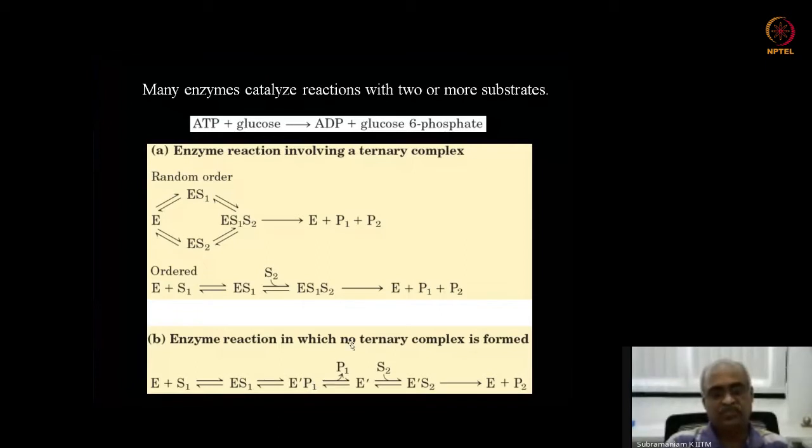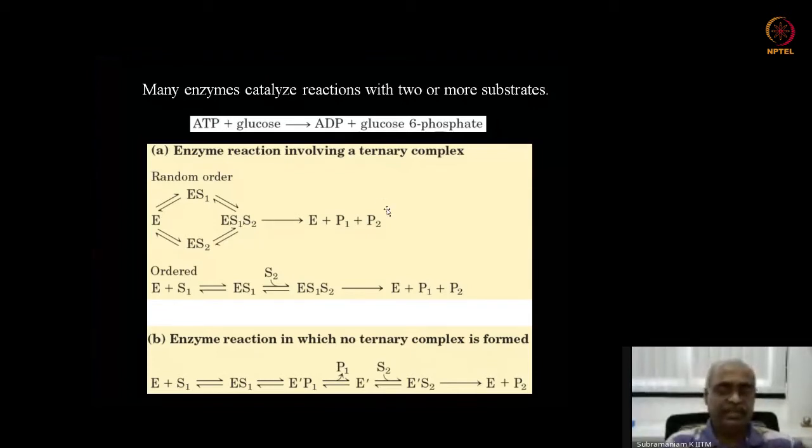Now that is released. Now to this enzyme phosphate, you have the glucose binding. Then the phosphate group from the enzyme is transferred to this. So E prime now becomes E. And because S2 gets phosphorylated, it is no longer glucose, the substrate. Instead, it is glucose 6-phosphate, the product. And the product is released. So it can be like this with no ternary complex.